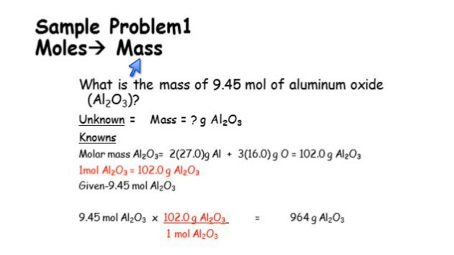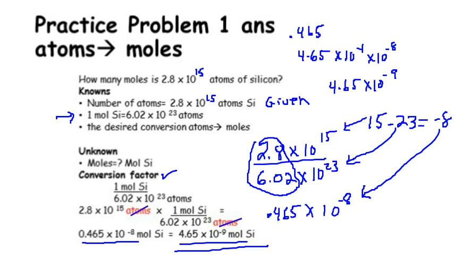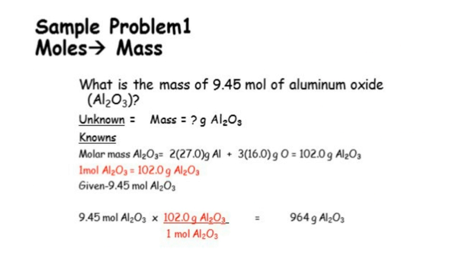Next one, going from moles to mass. If we look at our little road, from mass to moles, we use the molar mass to convert, this way or this way, depending on which direction you're going. And I can send you these slides. So here, what is the mass of 9.45 moles of aluminum oxide, Al2O3?